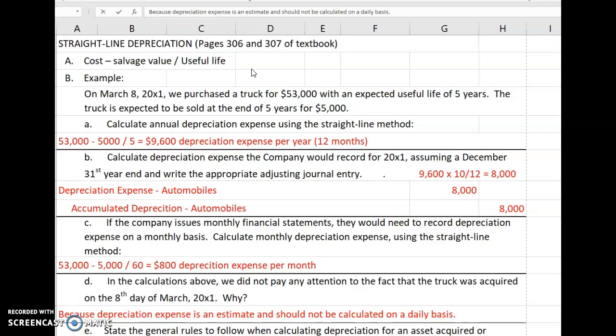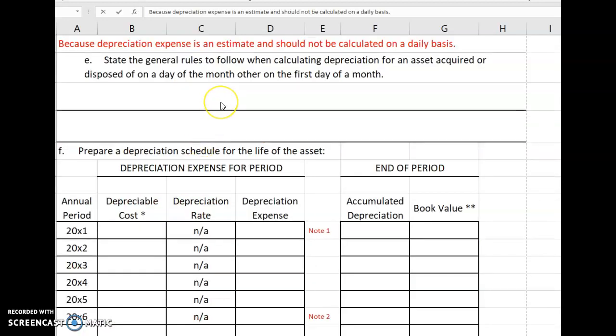So because depreciation is simply an estimate, then we shouldn't try to get too accurate, and we should not calculate depreciation expense on a daily basis. Monthly depreciation expense is fine. Annual depreciation expense is fine. But what would be some general rules when calculating depreciation for an asset acquired or disposed of on a day other than the first day of a month? Think about that one for a while. Then come back and check your answer.